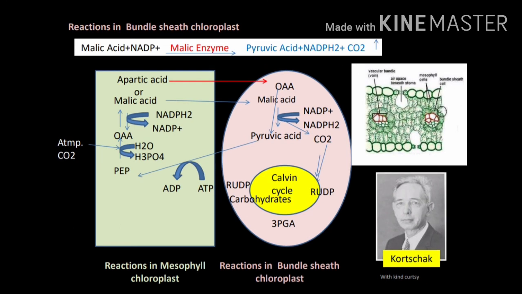Reactions in the bundle sheath chloroplasts. The first reaction in a bundle sheath chloroplast: the malic acid is decarboxylated to produce pyruvic acid, that is a 3 carbon compound, and carbon dioxide in presence of enzyme malic enzyme. In the same reaction, one molecule of NADP plus is reduced to NADPH2. We will see the reaction: malic acid interacts with NADP plus. There is a formation of pyruvic acid, the 3 carbon compound, synthesis of NADPH2, and there is evolution of CO2.